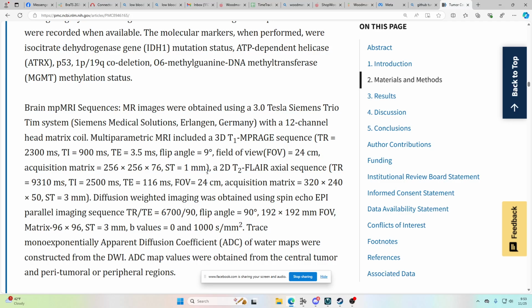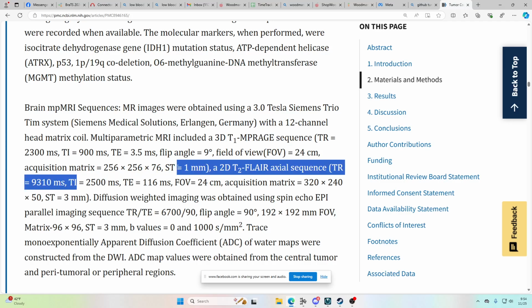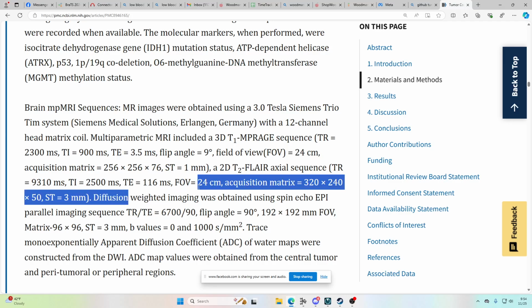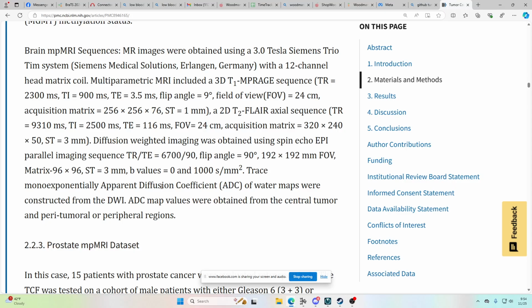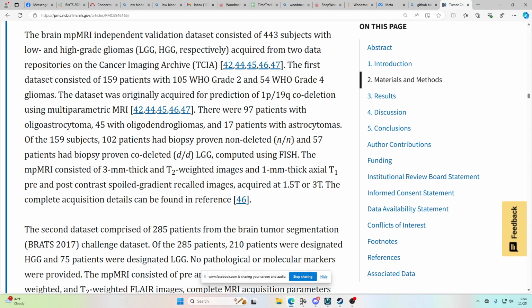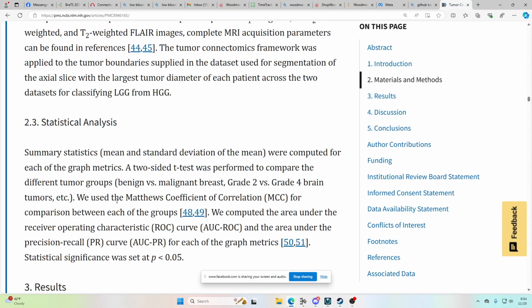So in the brain, there's a whole bunch: FLAIR, T2 FLAIR, T1 MP-RAGE. These are the different pulsing parameters here. And then they did diffusion weighted imaging. My data set didn't have that. So what does it actually connect?